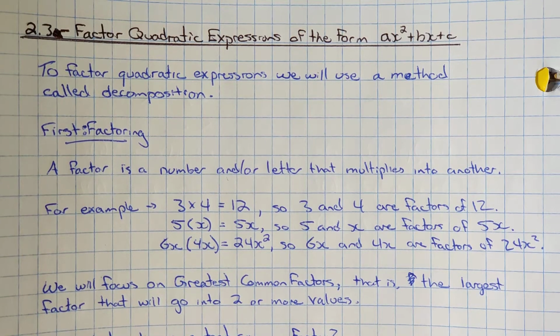All right, in this section, we're going to take a look at factoring quadratic expressions that are in the form of ax squared plus bx plus c. So we're looking at that kind of standard form of the quadratic equation. We're going to end up using a method called decomposition.